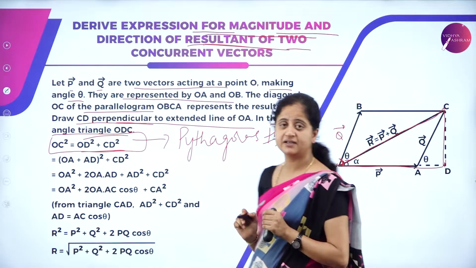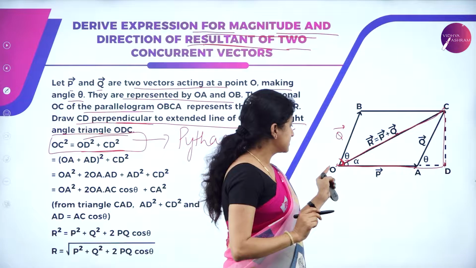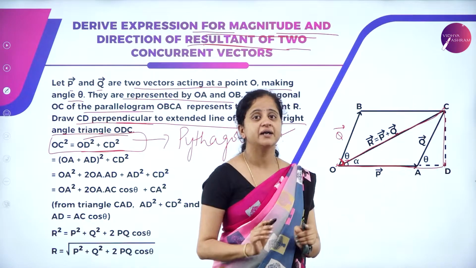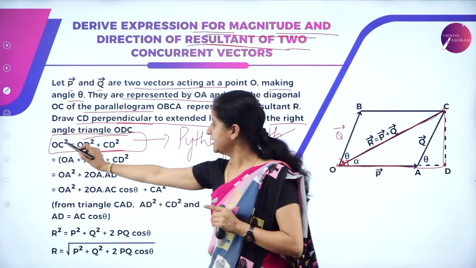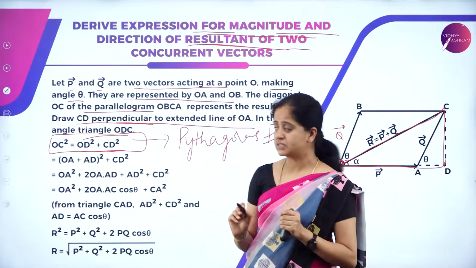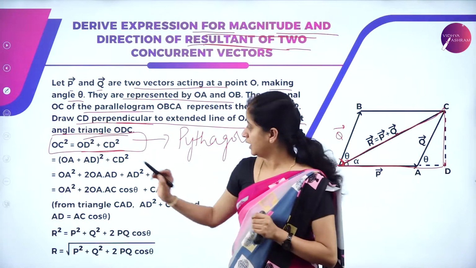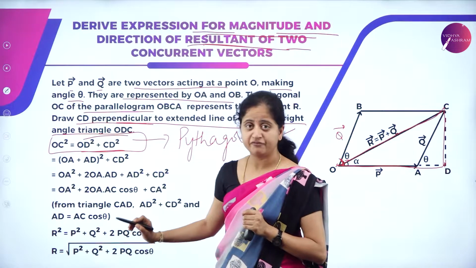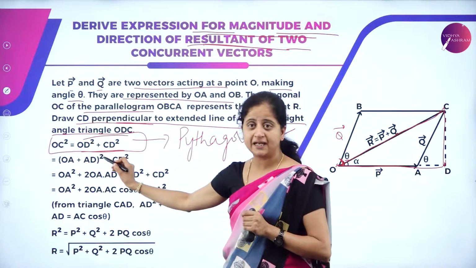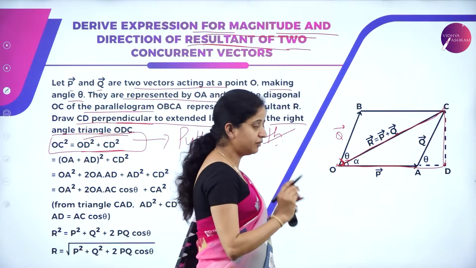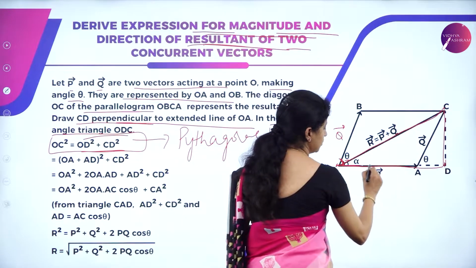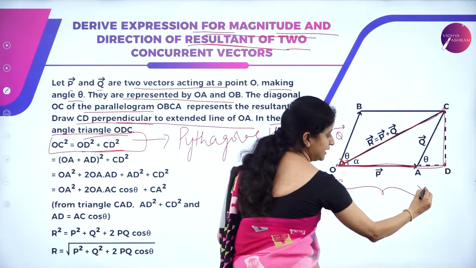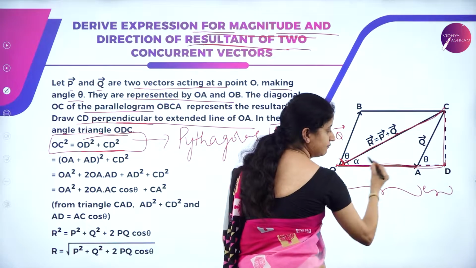So from Pythagoras theorem, the sum of squares of the other two sides is equal to the square of the hypotenuse, from which we can write OC square is equal to OD square plus CD square. Now see here, we have replaced this OD square with OA plus AD square. What does it mean? How can we write that? See, this OD can be written as OA plus AD.